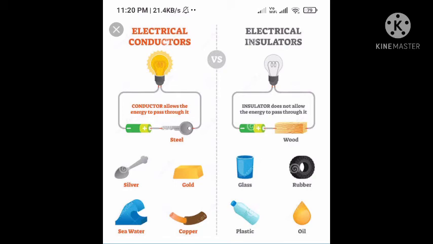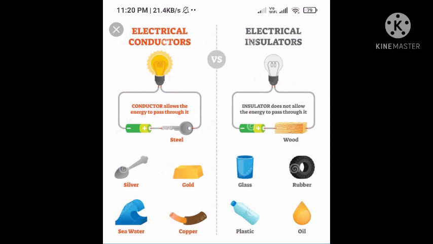Now the non-conductors are those which do not allow electric current to flow through them. They are called non-conductors or insulators. For example, dry wood, glass, rubber, plastic, and pure water are insulators or non-conductors. So we can easily check whether the given material is a conductor or an insulator. To check this, we connect the bulb and the battery with the help of connecting wire, and then we connect the material which we want to check, whether it is a conductor or insulator.